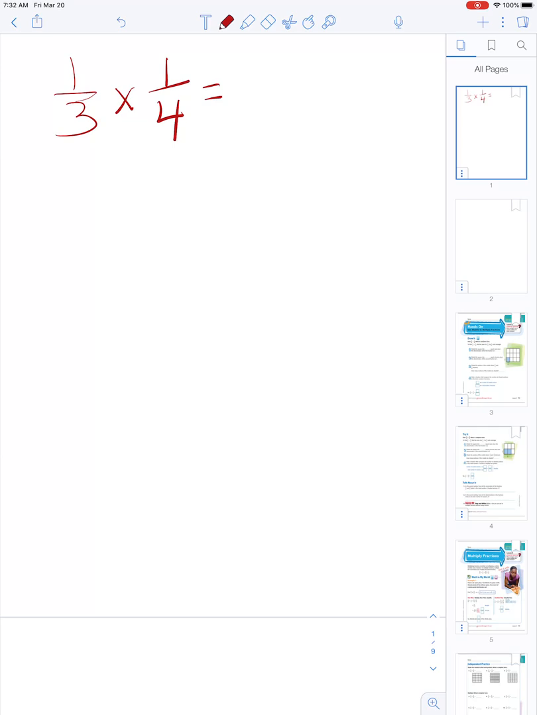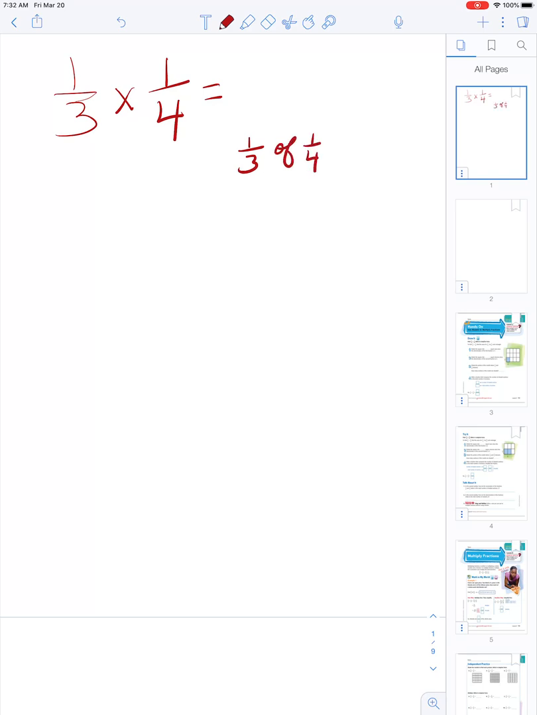Okay, so today we're going to be going over multiplying fractions again. Today I'm going to show you a model of what multiplying fractions actually looks like. So let's start off with this fraction 1/3 times 1/4. 1/3 times 1/4 is the same as saying that I want to know what is 1/3 of 1/4.